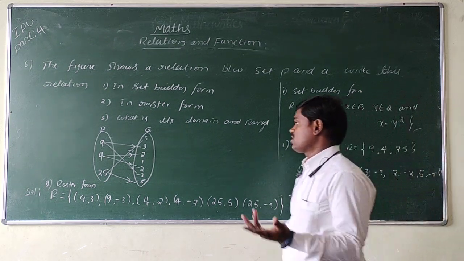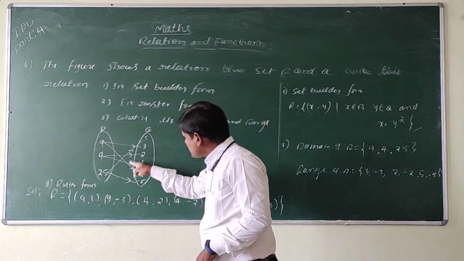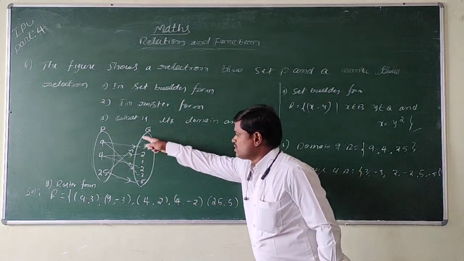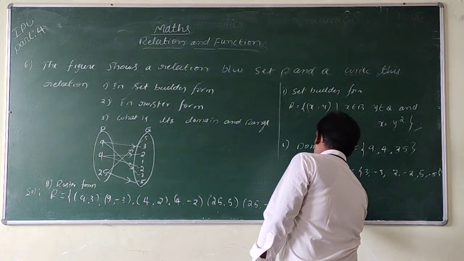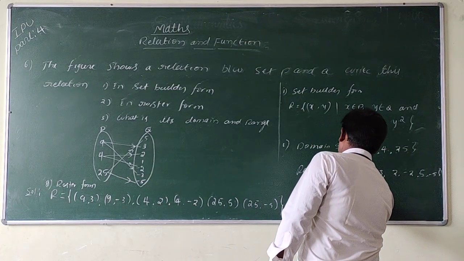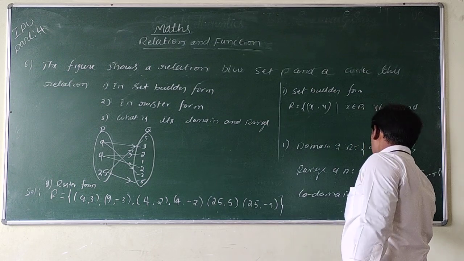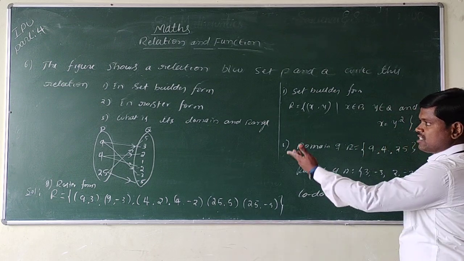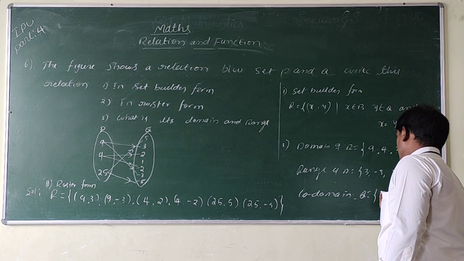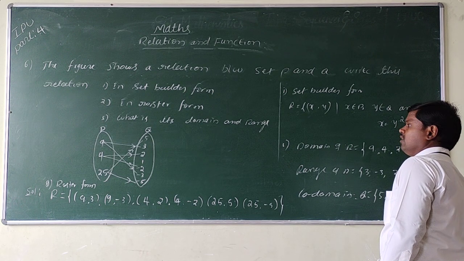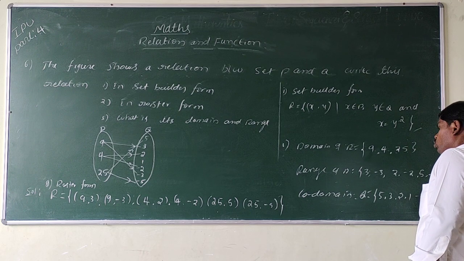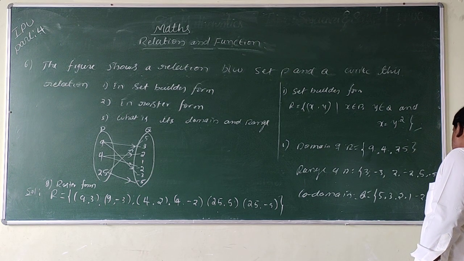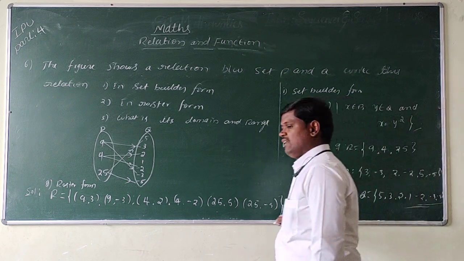What is the codomain? The whole set Q is taken as the codomain. That is 5, 3, 2, 1, -2, -3, and -5. So this is the codomain of the relation also.